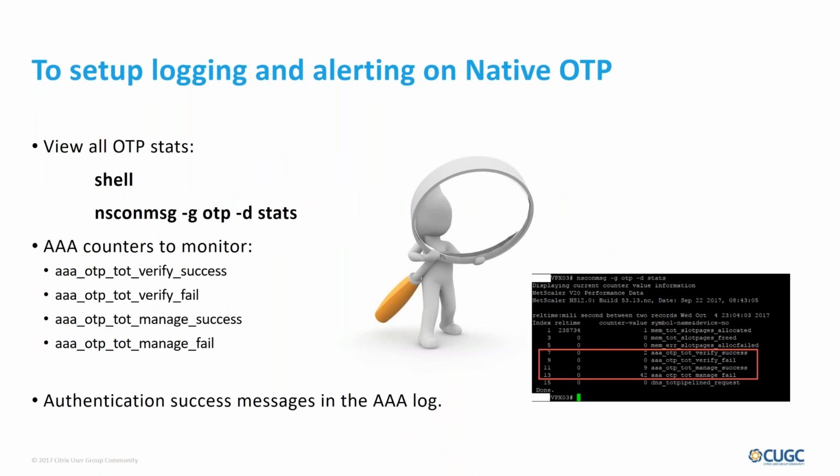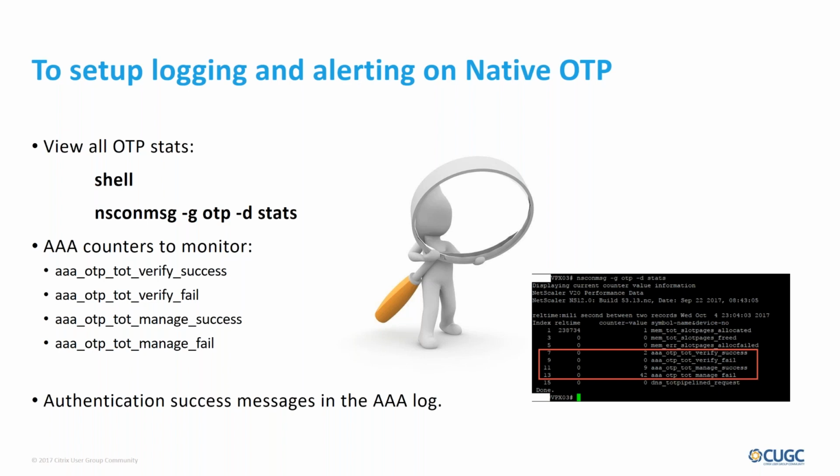Now, anytime you set up and deploy something, I always say you have to have some kind of plan for logging and alerting on it, right? So good news, OTP, you can pull stats. The NetScaler team actually added counters into it, 4 different counters. So you just use nsconmsg and you look for these counters, and it'll tell you the verification success fail and the manage success fail. So the 2 different types of ways that you're going to be authenticating.